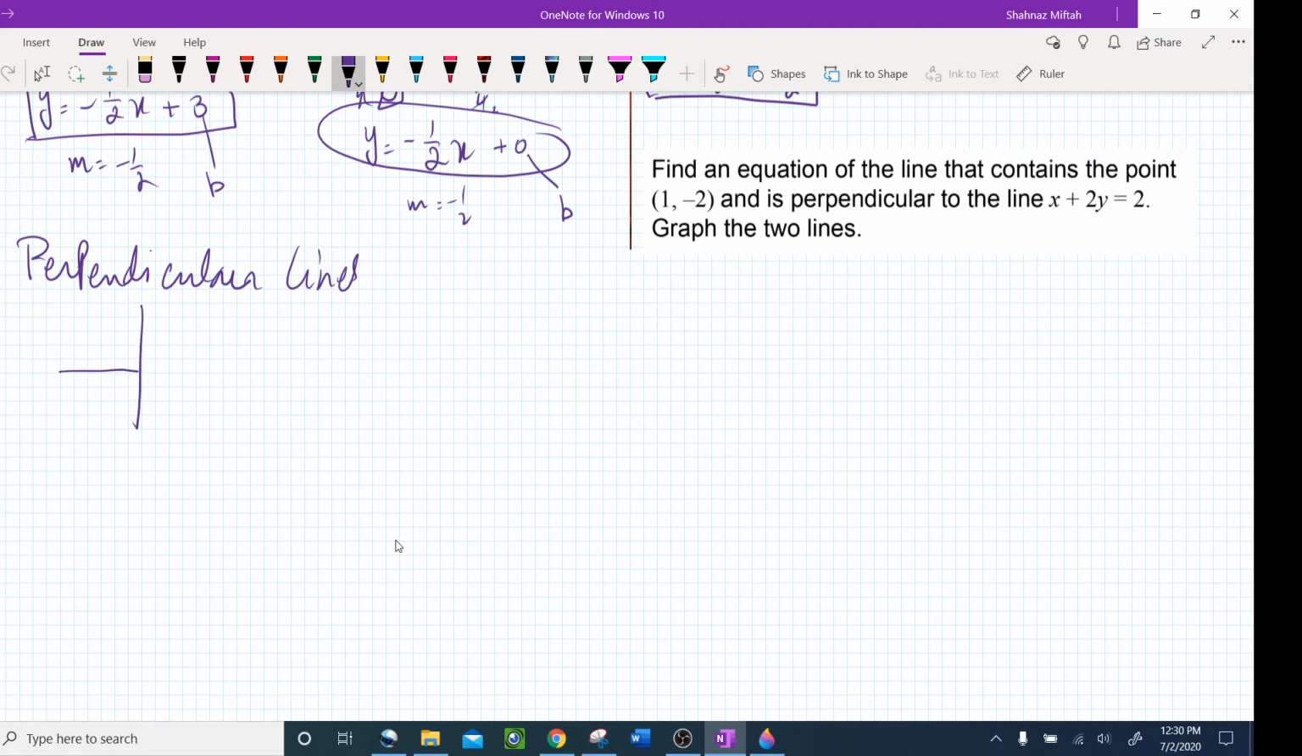I'm going to draw perpendicular lines, they intersect each other. For example, here are the lines intersecting each other at a right angle. When they intersect, they make a 90-degree angle. Then we call them perpendicular. Now, how do I know?